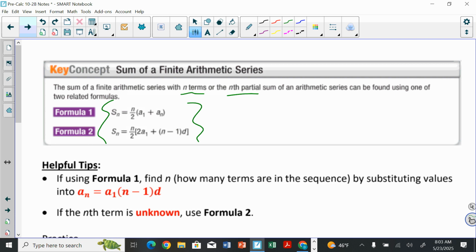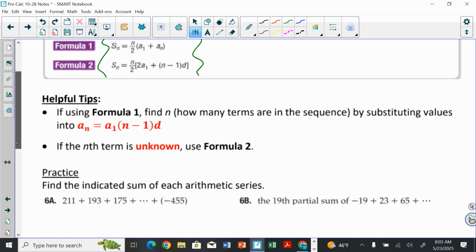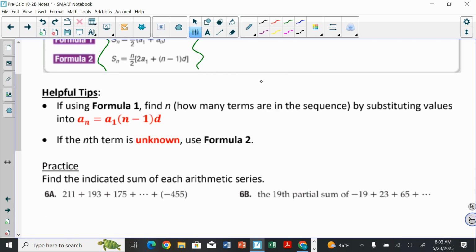Okay, just for some tips here as we go through it, then we'll do the examples and go. But some tips here would be, if using formula 1, then it's going to be important to find n. How many terms are in the sequence? Sometimes we can substitute values into this equation to find out what our n is. Then we can go to work with formula 1. If the nth term is unknown, if we don't know what that term is, we can use formula 2. All right, so let's do an example of these.